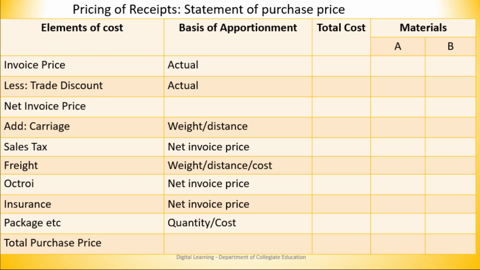it must be apportioned on the basis of weight or distance. Sales tax must be charged on the basis of net invoice price. Freight on the basis of weight, distance or cost. Octroi, invoice price. Insurance, net invoice price. Package, either on the basis of quantity or cost. To the net invoice price, when we add all those costs that are related to purchase of materials, we get the total purchase price of that particular material.